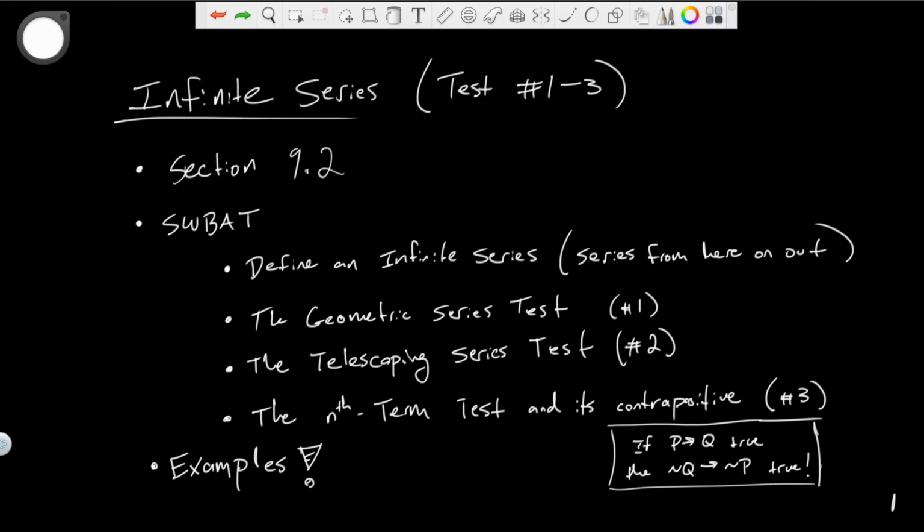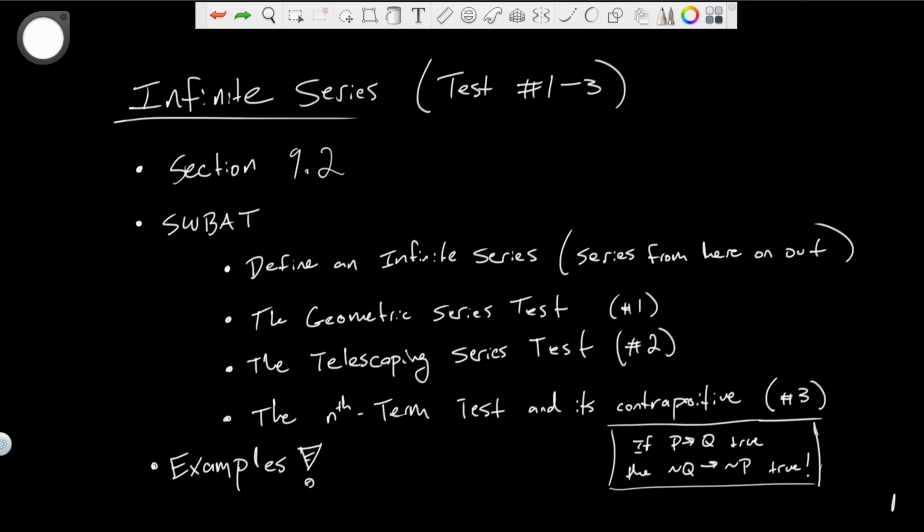We are going to look at what an infinite series is. This content can be found in section 9.2. And in this video, we are going to define what an infinite series is. And I'm going to stop saying that word infinite as we proceed. I'm just going to be referring to infinite series as a series from here on out.